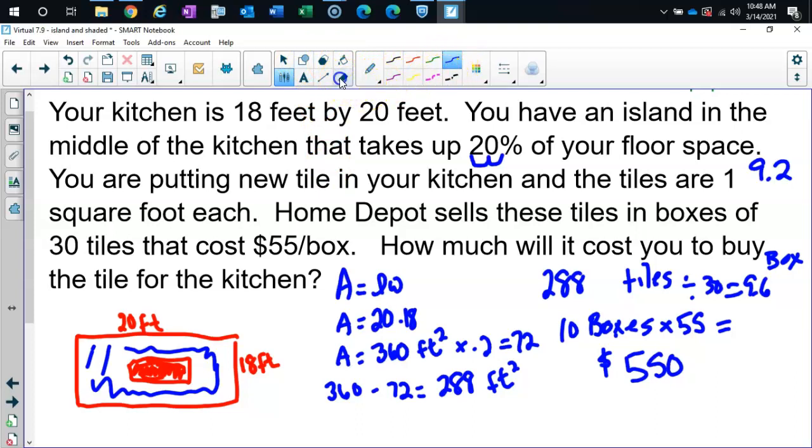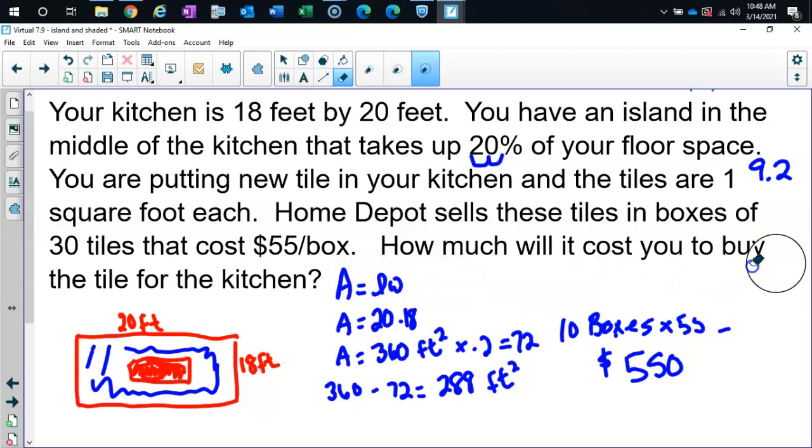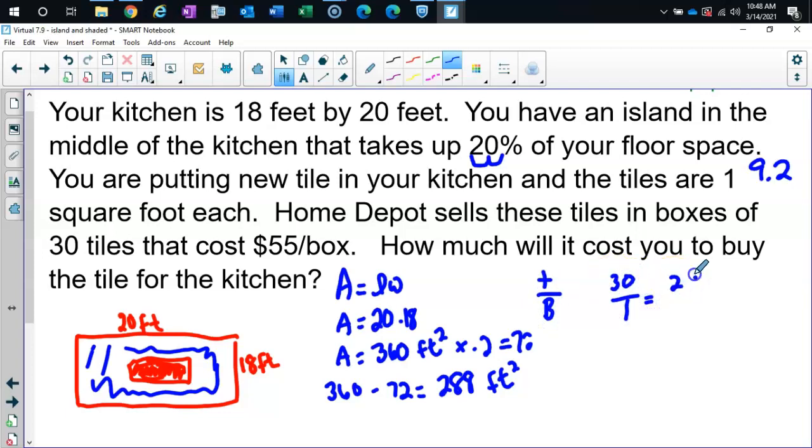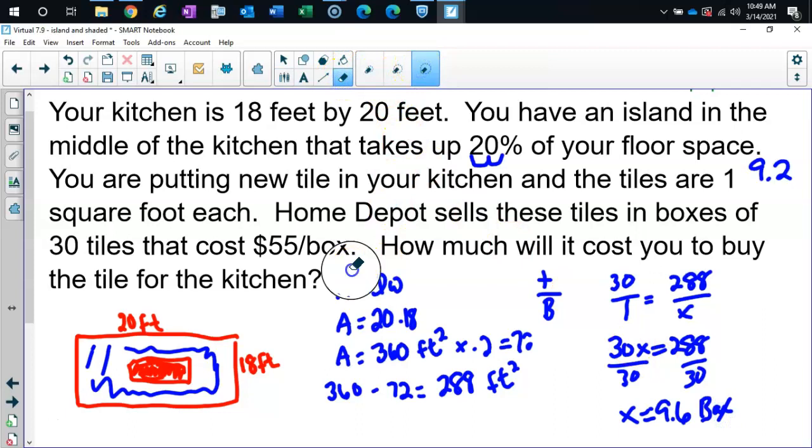Now, I want to show you something. You can set up a proportion for this part of the problem if you want. So, if we know that there are 30 tiles in one box, if I do tiles per box, 30 tiles in one box, we need 288 tiles for x boxes. Cross multiply. 30 times x is 30x. 1 times 288 is 288. Divide both sides by 30. And you get x is 9.6. And what is the label on that? Boxes.